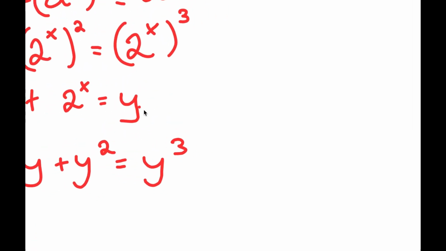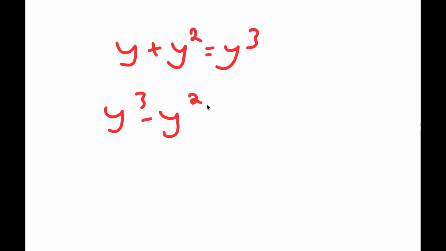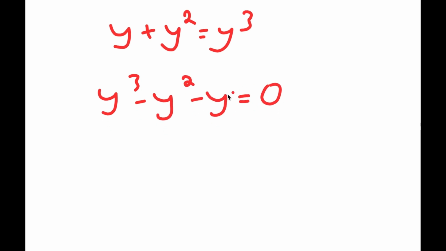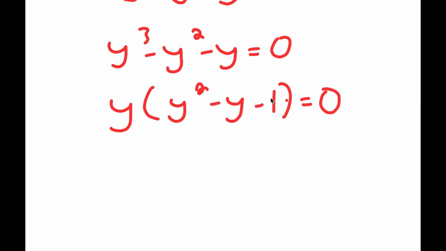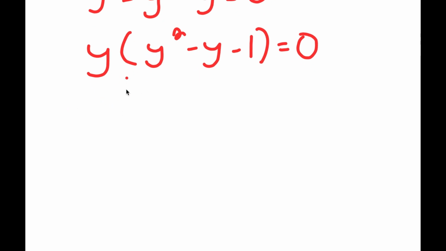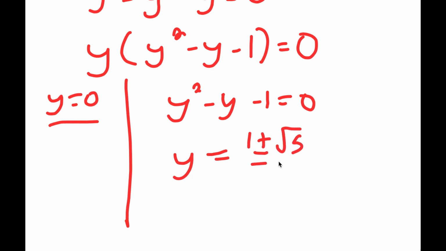And now to solve this, I'm going to rewrite this as y to the power of 3 minus y squared minus y is equal to 0. And I'm going to factor out y. So I get y times y squared minus y minus 1 is equal to 0. So this gives me two equations. I get y equals 0, and I get y squared minus y minus 1 is equal to 0. So y equals 0 is already a solution. And for y squared minus y minus 1 equals 0, if you use the quadratic formula and solve that, you get y equals 1 plus or minus the square root of 5 over 2.